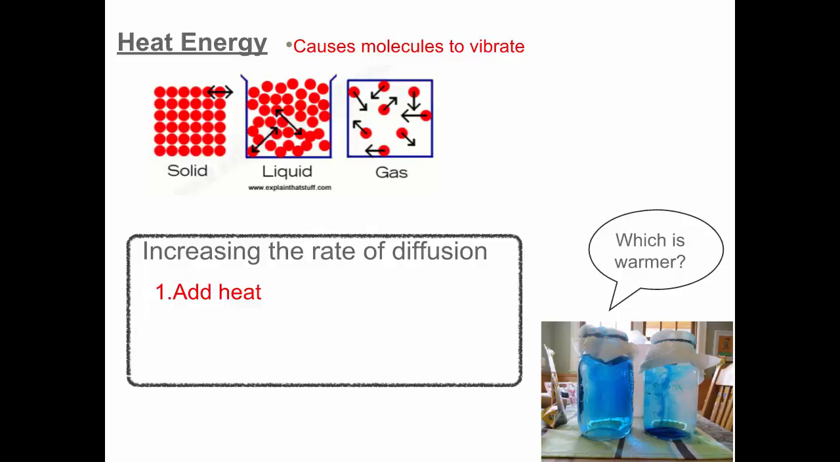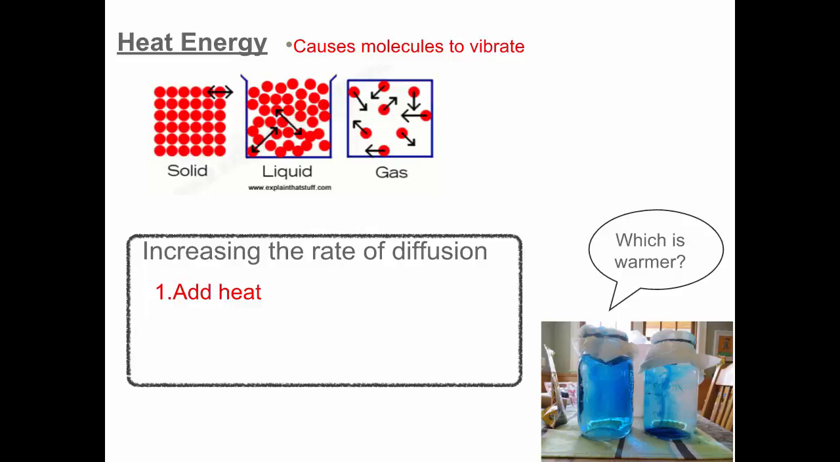So if we have two jars and we put a drop of food coloring in each of them, which of these jars was filled with warmer water? The one on the left. The dye had diffused throughout that bottle more quickly. It's still in the process of diffusing in this bottle. This must have been the warmer water.